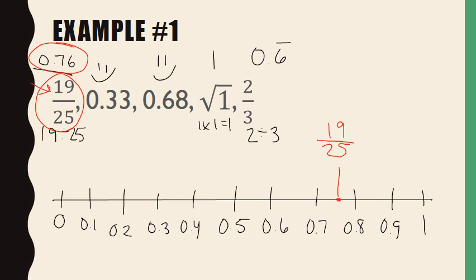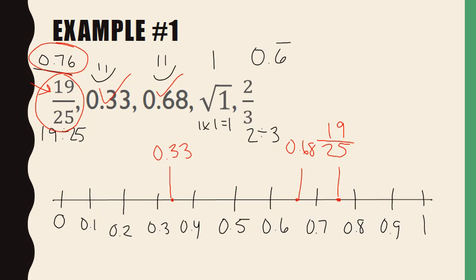Then we have 0.33. 0.33 I would place in between 0.3 and 0.4. So again, I'm going to mark it with a dot. Then I'm going to place 0.33. So that's the second one done. 0.68 is a little bit more than 0.6. So I'm going to put that, let me make a dot. And I'm going to label it with what it was originally called, 0.68.